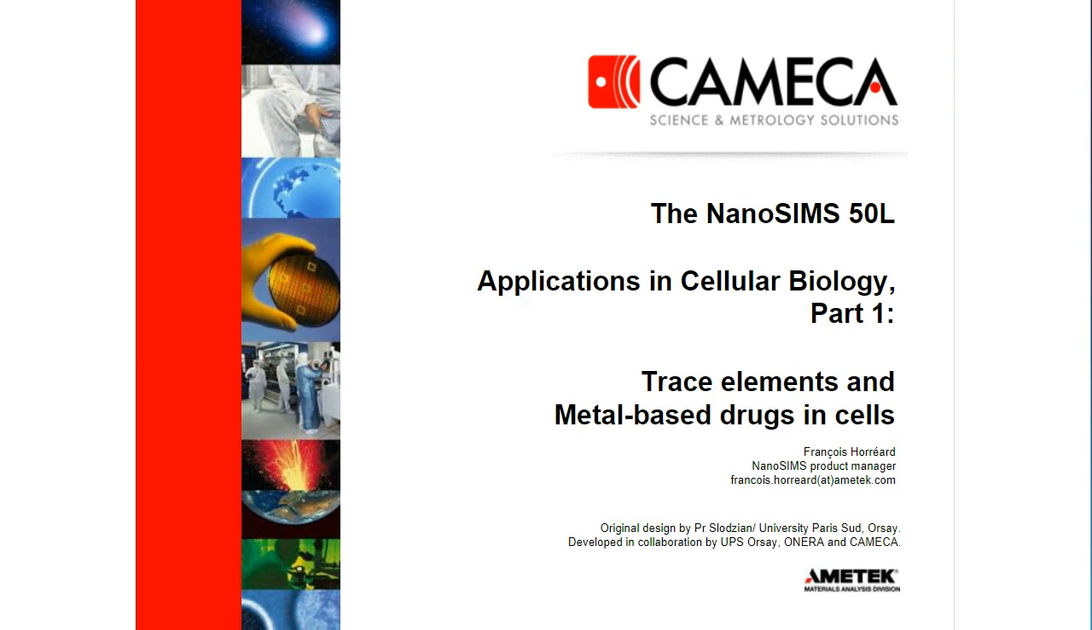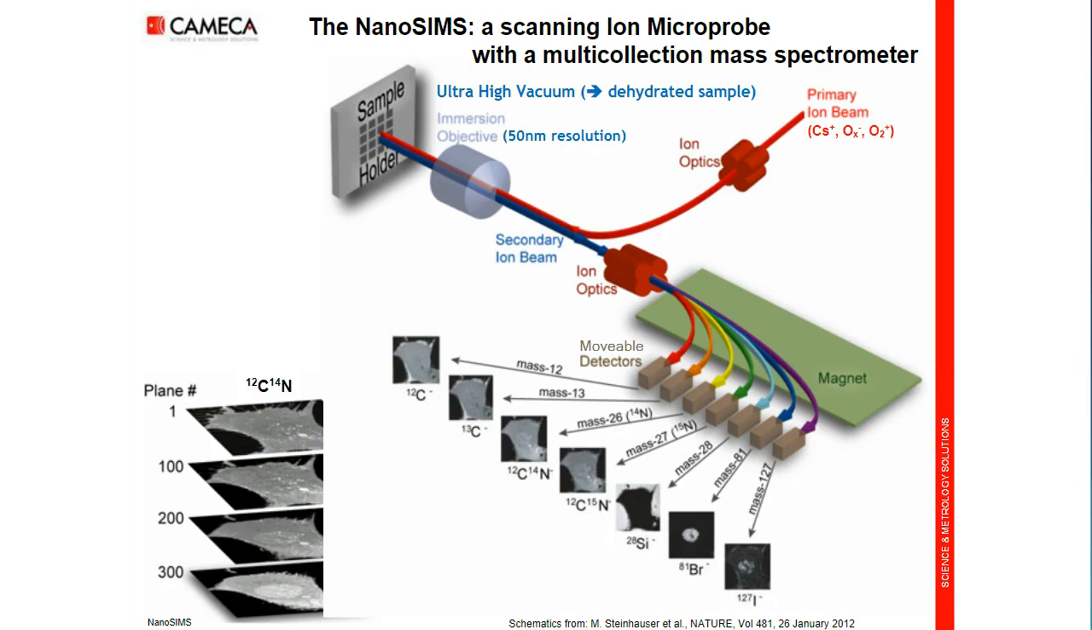So this webinar is the first of a series of two focused on trace element mapping in cell biology. And there will be two parts. First, trace element mapping in tissue sections, and then metal-based drug mapping in cultured cells in the field of oncology. This slide describing the instrumentation is explained in more detail in the first NanoSIMS instrumental webinar, available on the Chemica website.